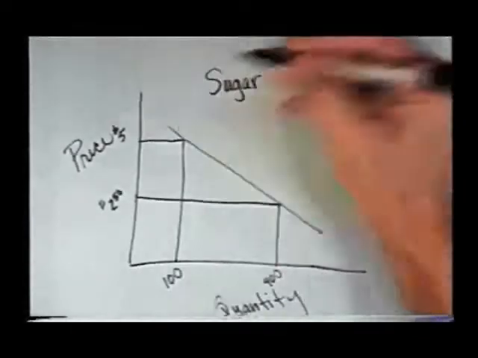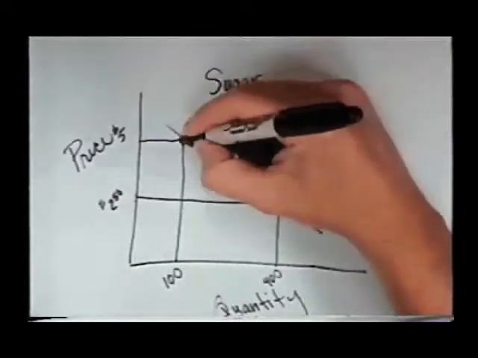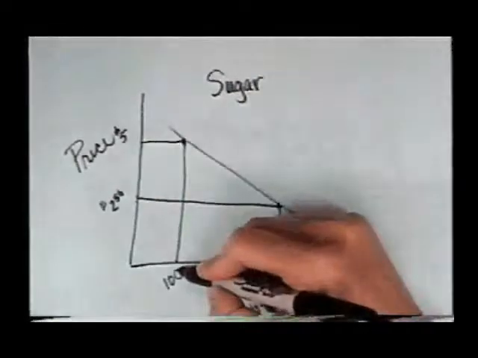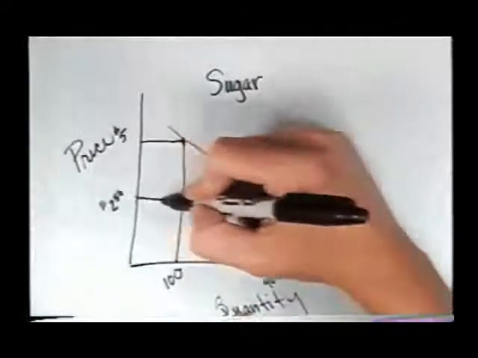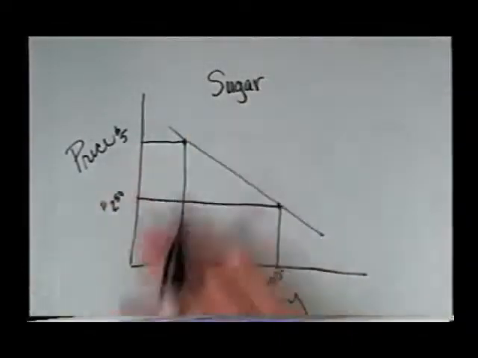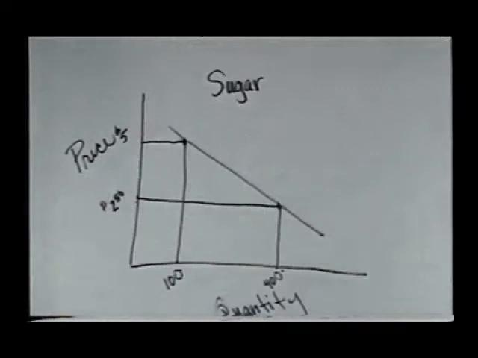If there's been just a price change of sugar, nothing else, we move from this point to this point. Price was at $5, quantity demanded was 100. Price went down to $2.50, quantity demanded increased to 400. You know that already. There's been a change in the price of the good itself. But let's say something else happens.